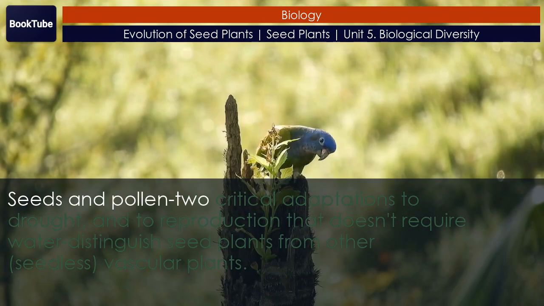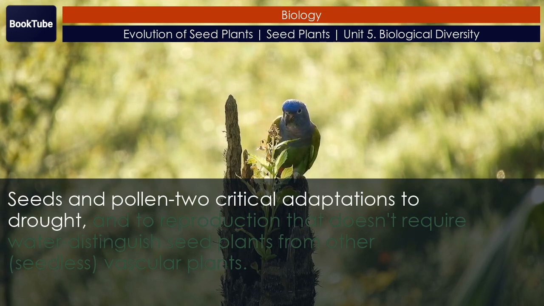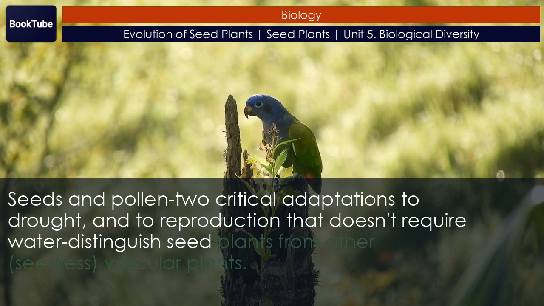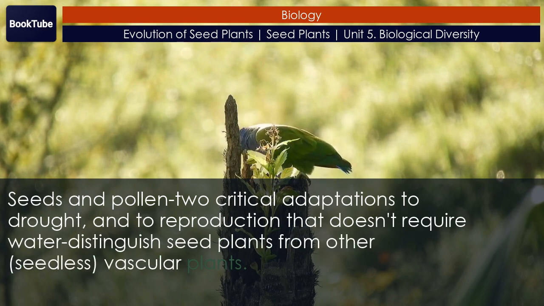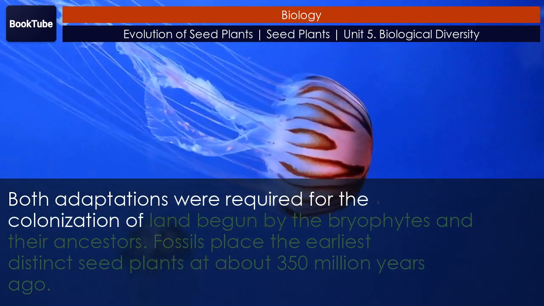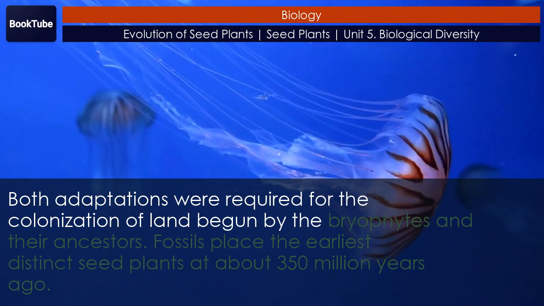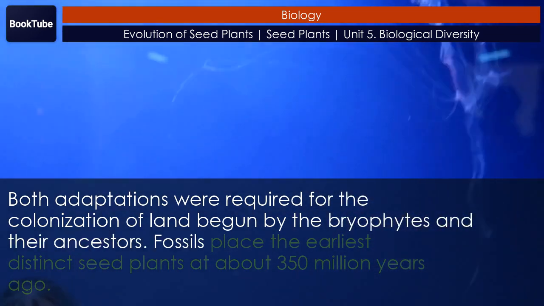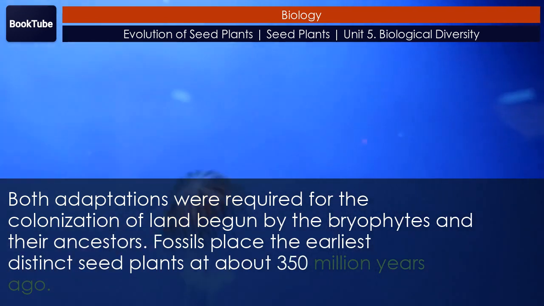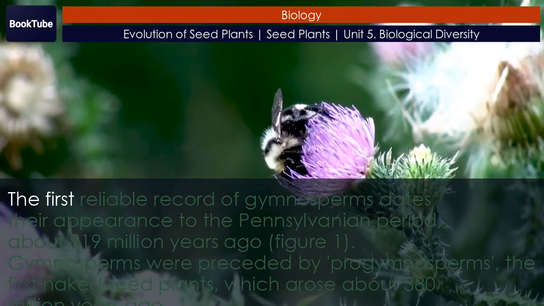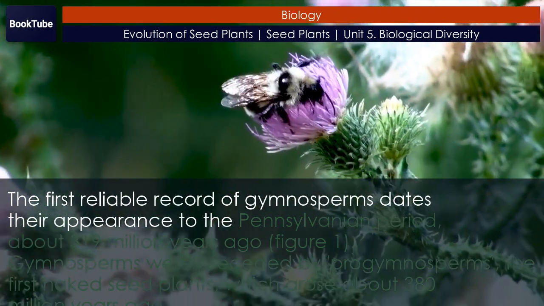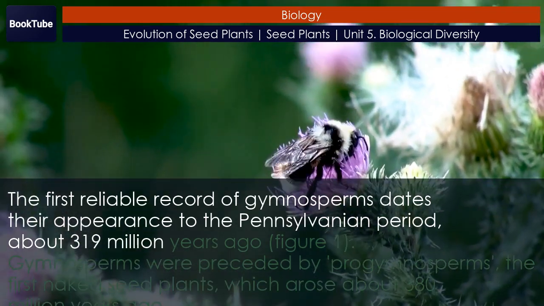Seeds and pollen, two critical adaptations to drought and to reproduction that doesn't require water, distinguish seed plants from other seedless vascular plants. Both adaptations were required for the colonization of land begun by the bryophytes and their ancestors. Fossils place the earliest distinct seed plants at about 350 million years ago. The first reliable record of gymnosperms dates their appearance to the Pennsylvanian period, about 319 million years ago.